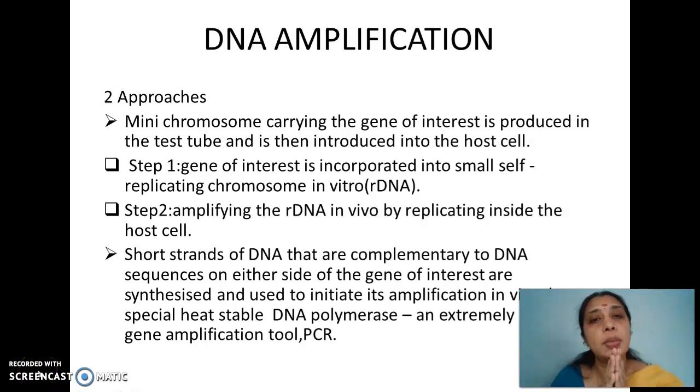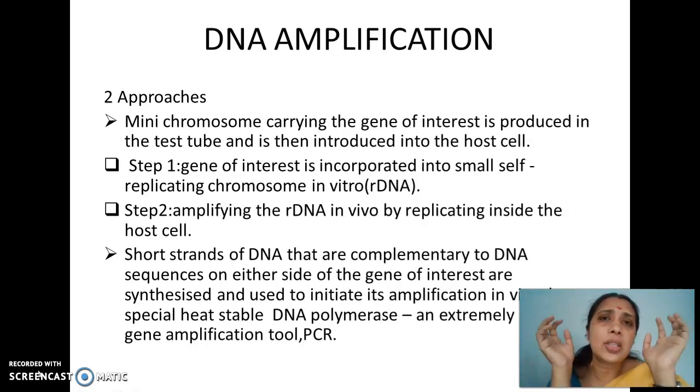Okay, so what is being carried out in DNA amplification? The mini chromosome carrying the gene of interest is identified, taken out, isolated, and introduced into a self-replicating chromosome, which can be of smaller organisms, unicellular organisms, or prokaryotes. Usually we take a yeast artificial chromosome, bacterial artificial chromosome, phage artificial chromosome, etc. We call them YAC, BAC, etc.